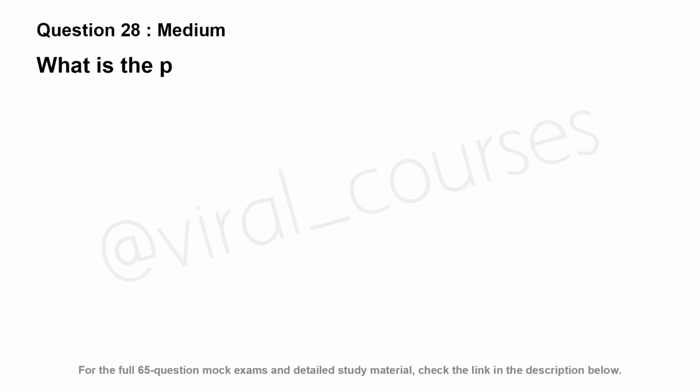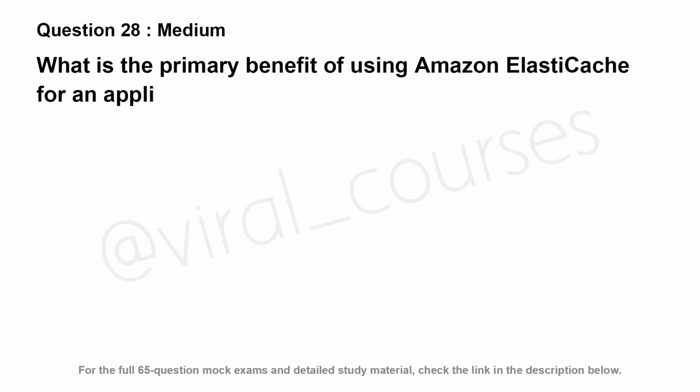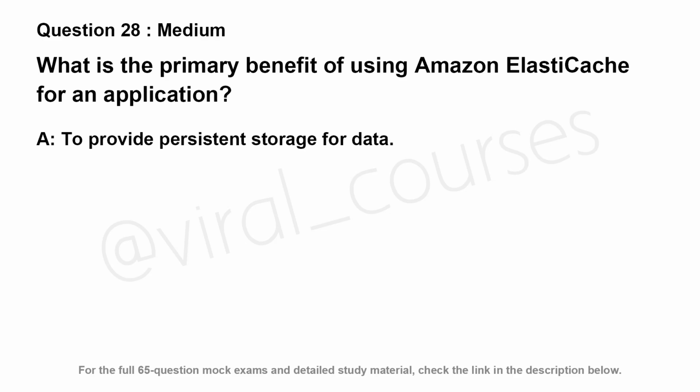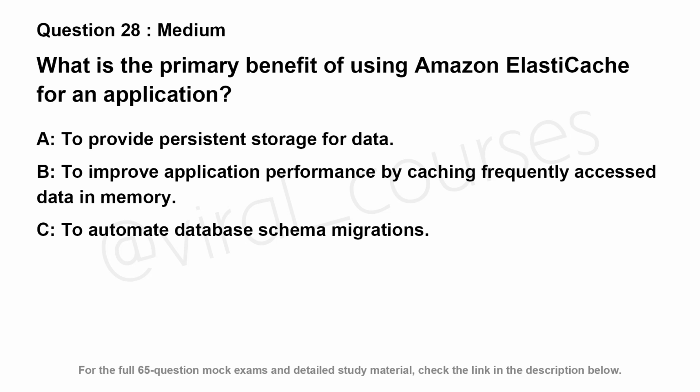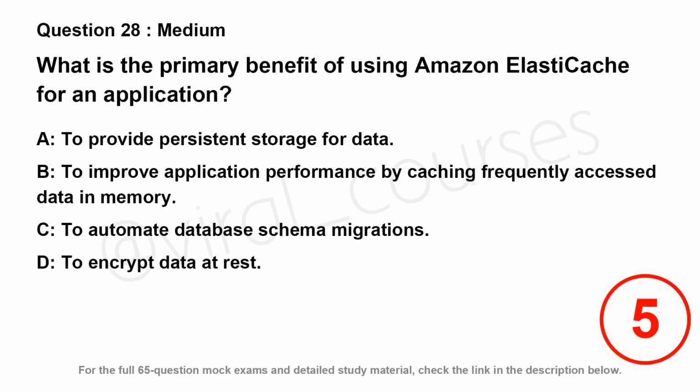What is the primary benefit of using Amazon ElastiCache for an application? Option A, to provide persistent storage for data. Option B, to improve application performance by caching frequently accessed data in memory. Option C, to automate database schema migrations. Option D, to encrypt data at rest.